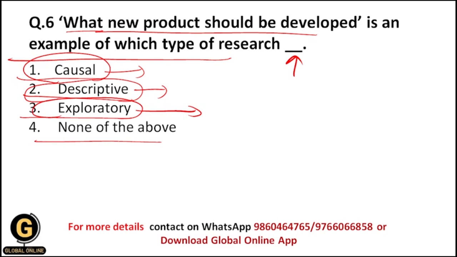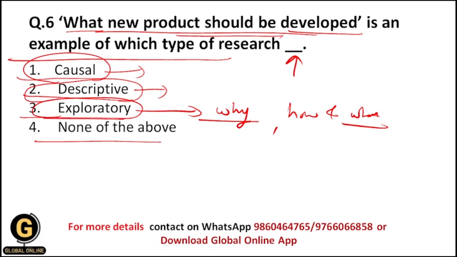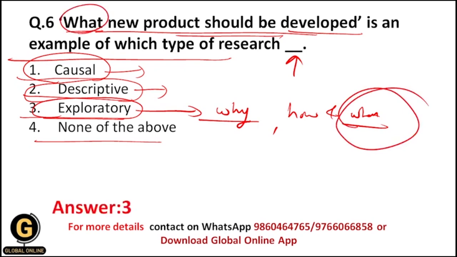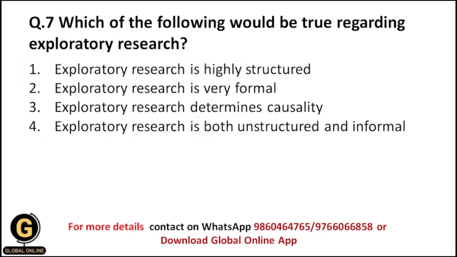So basically exploratory research type is incorporated so that I will get the answers to the questions why, how and what. So if I want the answer for this question, what new product should be developed, then for this kind of question I will follow exploratory research, because here I will be getting the answer for what, okay, and that's why the correct answer over here is third, that is exploratory research type, okay. Next is, which of the following would be true regarding exploratory research.